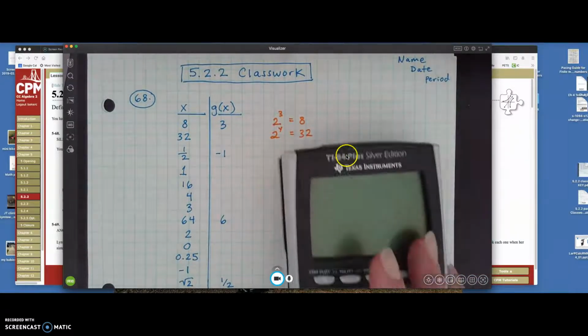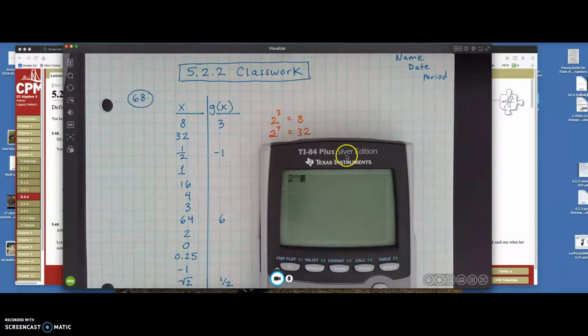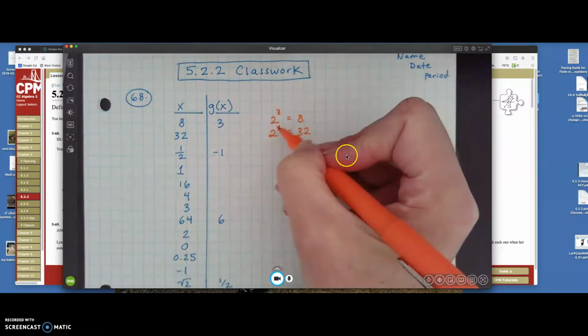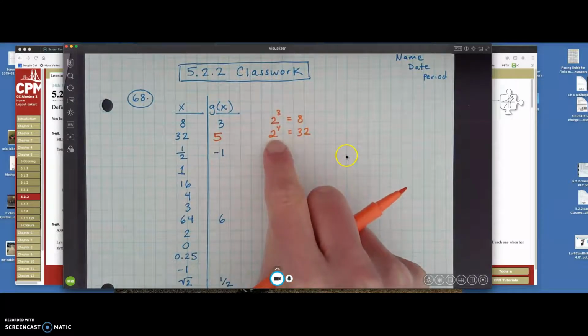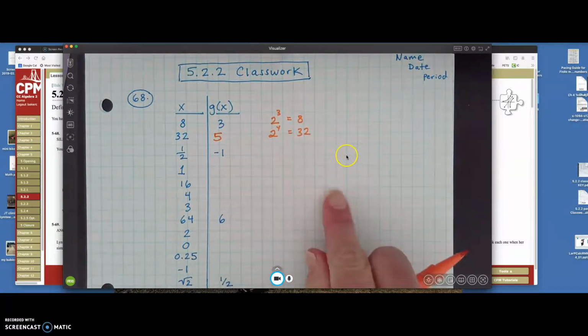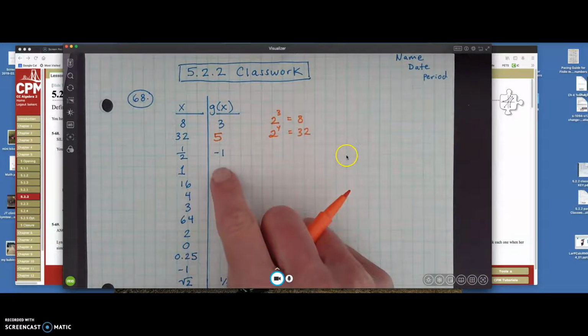I'd prefer you do that in your head, but if you want your calculator, you can just play around. So let's say you did 2 to the 4th power, 16, 2 to the 5th power, oh, there it is. So what must have been the output for that row? We're looking for this number, which is 5. So the 2 is the base that's happening to each of these outputs to get your input. So we're having to go backwards to get the solutions here.